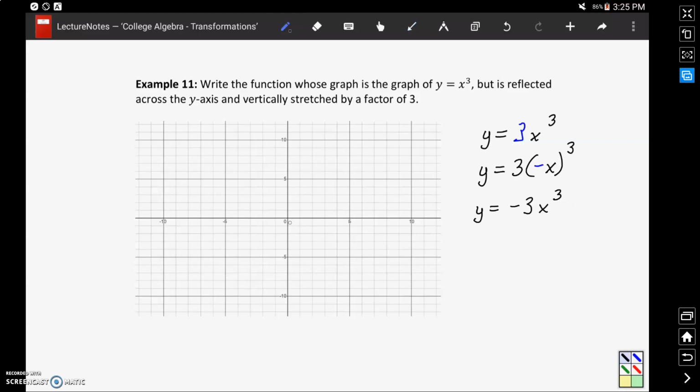What we would have then would be still our center at the origin, and instead of a point at 1, 1, we would have a point at 1, negative 3, being stretched by a factor of 3. And then also the point negative 1, positive 3, giving us that x cubed function that's been stretched vertically by a factor of 3 and reflected across the y-axis.